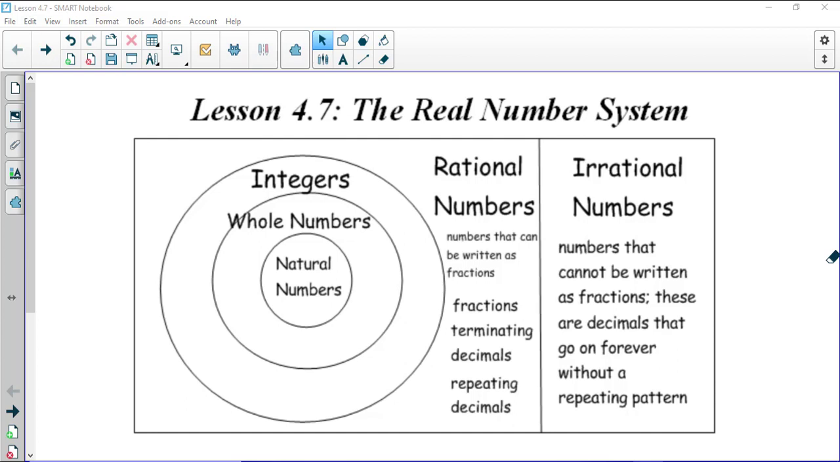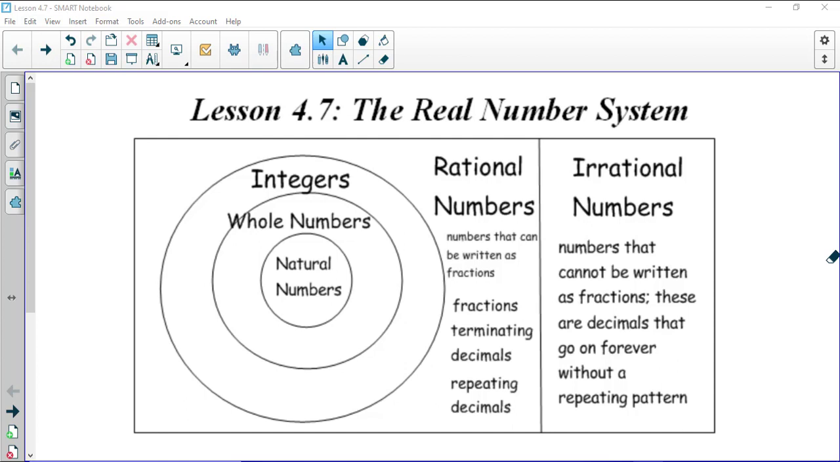Now we also have irrational numbers, and those are numbers that cannot be written as fractions. These are decimals that go on forever without a repeating pattern. A lot of square roots, for example, will be irrational numbers. Pi is an irrational number. It goes on forever and it doesn't have a repeating pattern to it. It can't be written as a repeating decimal in bar notation.